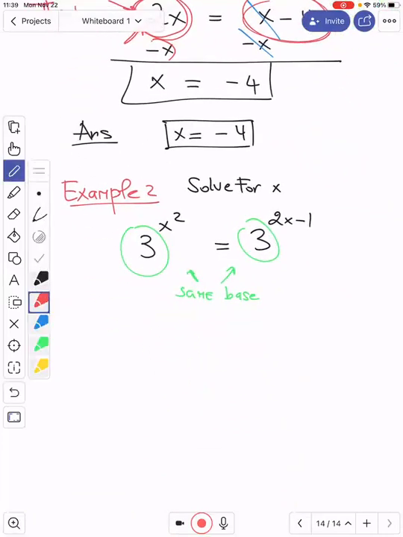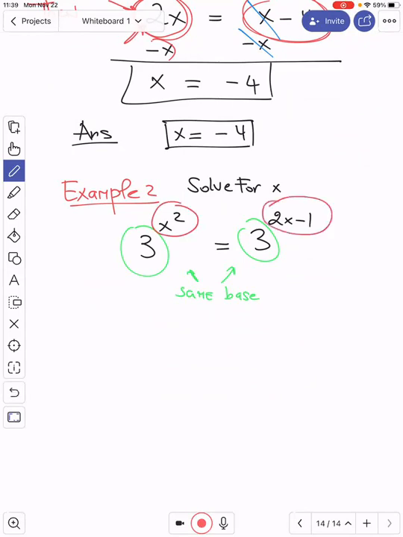Yeah, I was saying, again, here we have the same base, which is 3, right? And then the powers are equal. So this x squared is going to be equal to this 2x minus 1. So then x squared is equal to 2x minus 1, right?